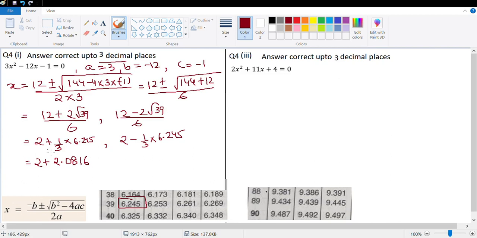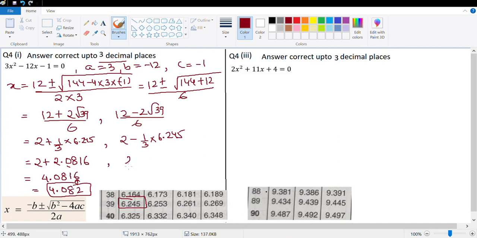So we've taken it up to 4 decimal places because they want the answer up to 3 decimal places. So this one gives me 4.0816. They want up to 3, right? So the fourth decimal is 5 or more, so the answer is 4.082. Right. Let's look at this one.